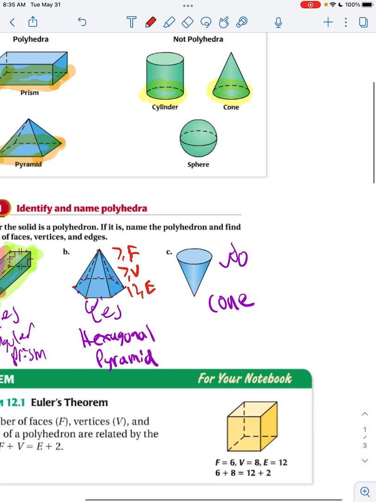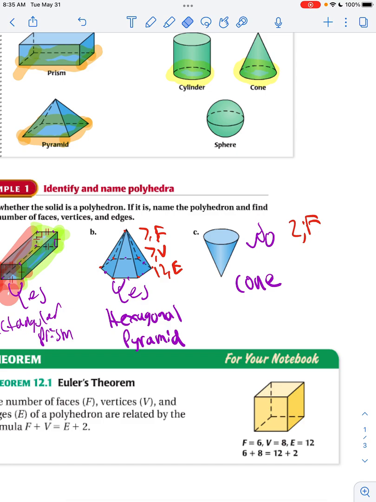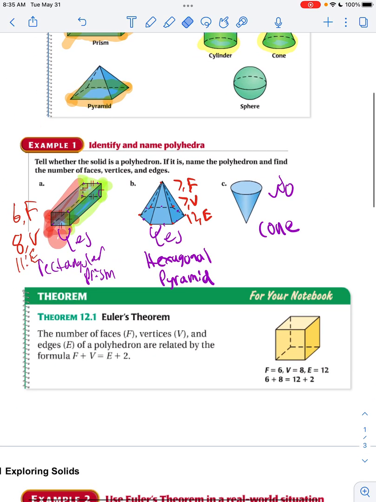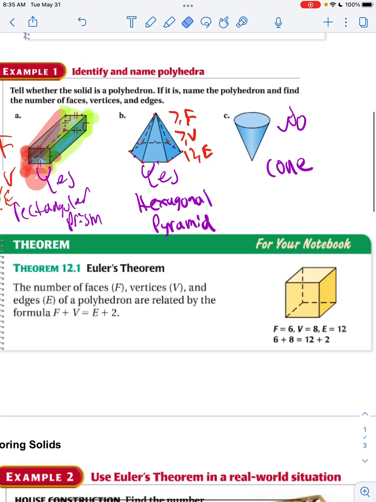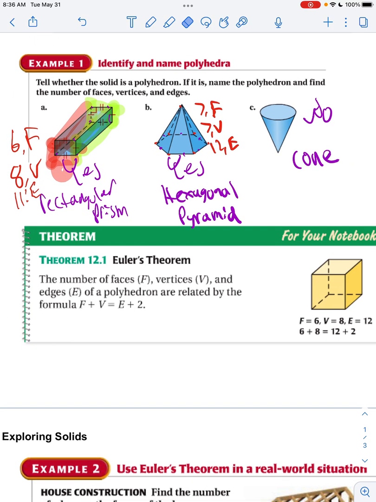Faces, I would say that this has 2 faces. Well, we're not going to do it because it's not a polyhedron. So Euler's theorem, not Euler, Euler, okay? The number of faces, vertices, and edges of a polyhedron are related by the formula F plus V equals E plus 2.